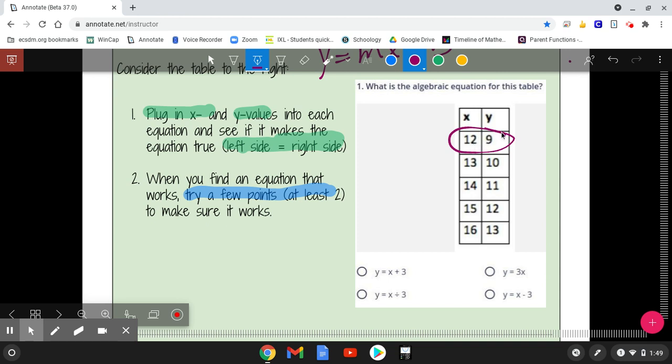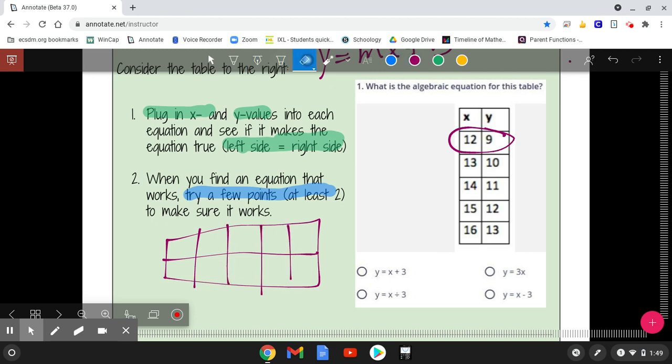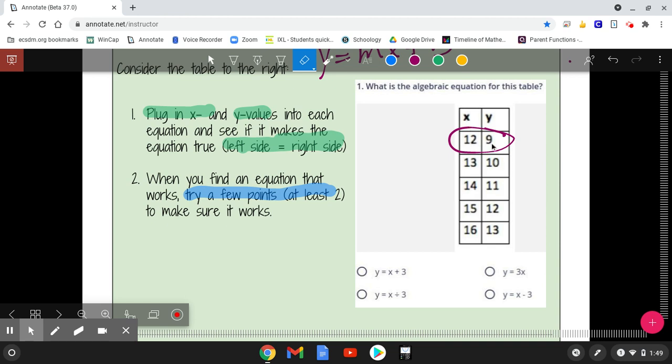In this case, when x is 12, y is 9, you can choose that point. You can choose 13 and 10, or 14 and 11, any one of these, but you have to choose corresponding x and y values, which in this case are right next to each other. They'll either be right next to each other, or if the table goes the other way, one on top of the other. But we'll look at an example like that in a minute. So notice 12 is in the x column, 9 is in the y column, so we'll plug in 12 for x and 9 for y.